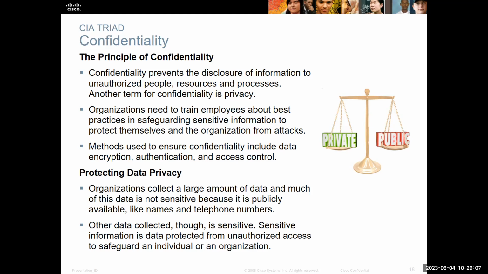Organizations need to train employees about best practices in safeguarding sensitive information, to protect themselves and the organization from attacks. So education, training, and awareness are very much required when it comes to serious implementation and adoption of cybersecurity principles. Methods used to ensure confidentiality include data encryption, authentication, and access control.